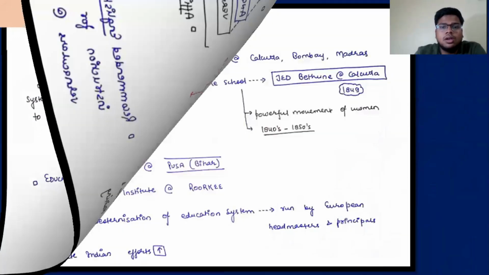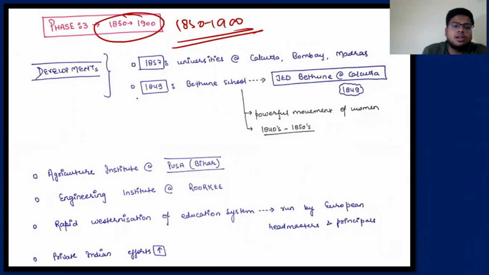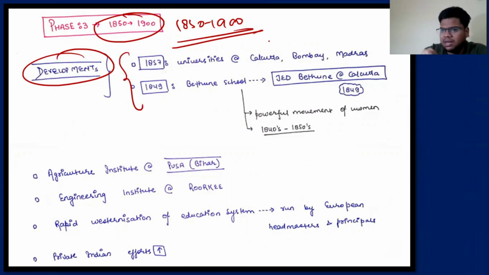Chalo. Next is phase 3, 1850 to 1900. So the developments can be seen. In 1857 universities have been opened, as what Wood's dispatch had said.